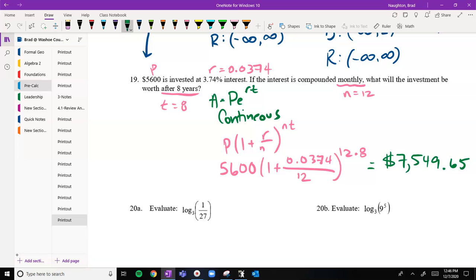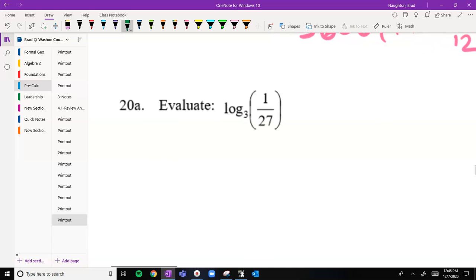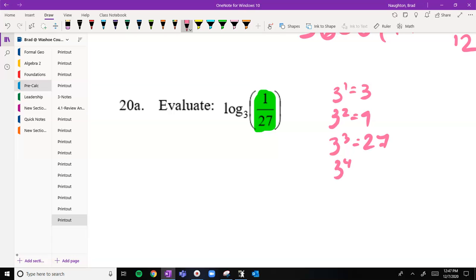Cool. Easy one. All right, so it says evaluate this. So the idea of evaluating is you kind of want this inside to match this base 3, especially if you're not doing it with a calculator. So we're going to go ahead and change this 27. So if I remember, 3 to the 1 is 3, 3 squared is 9, 3 cubed is 27, and 3 to the 4th is 81. So I'm going to key in on this one, that 3 cubed. Now this is 1 over 27.